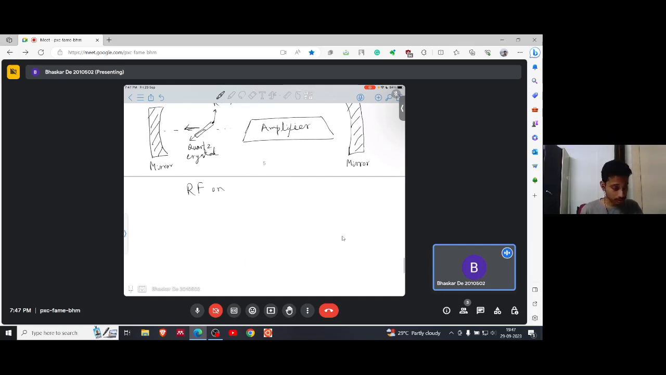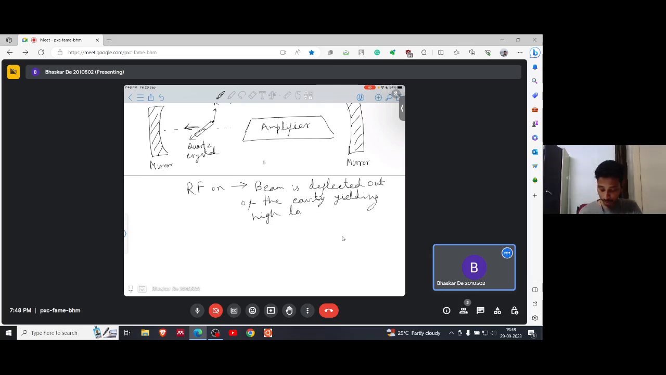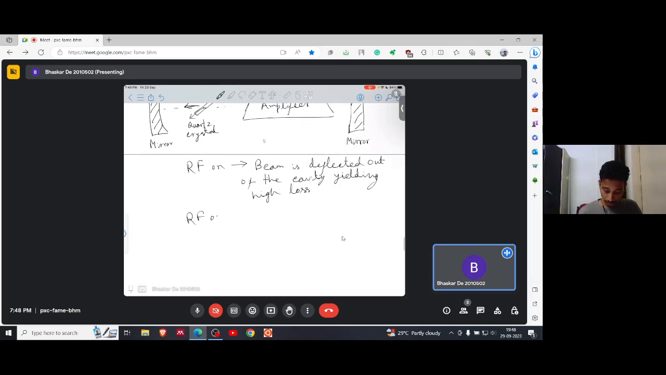So when the RF frequency is on, RF meaning radio frequency, the beam is deflected out of the cavity, yielding high loss, and when the RF is off, the Q beam transits the cavity with low loss.